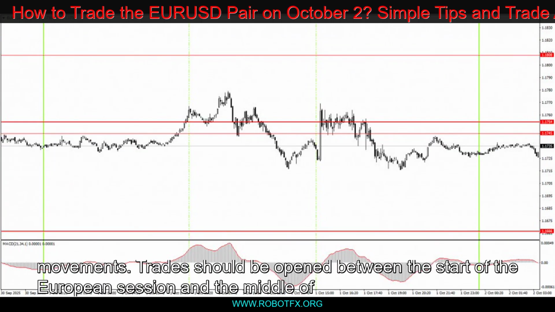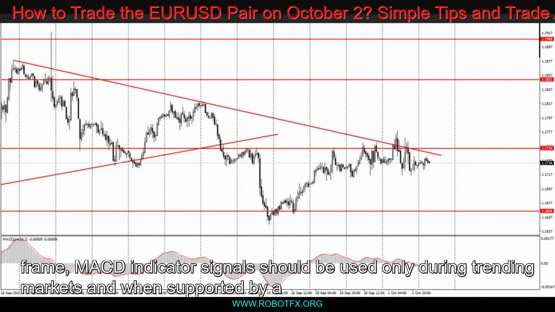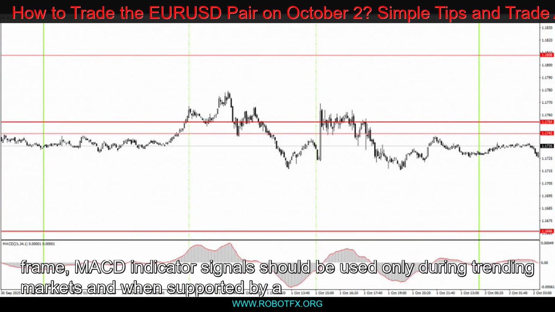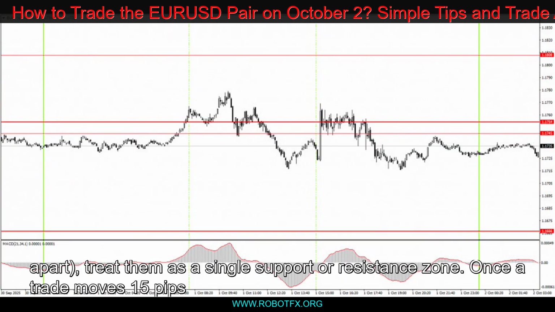Trades should be opened between the start of the European session and the middle of the US session. All trades must be manually closed after that time. On the 1H time frame, MACD indicator signals should be used only during trending markets and when supported by a trend line or channel. If two levels are too close to each other, 5 to 20 pips apart, treat them as a single support or resistance zone. Once the trade moves 15 pips in the desired direction, the stop loss should be moved to break-even.